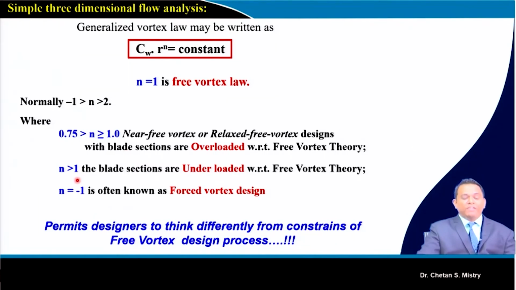Now if n is greater than 1, we will have an underloaded kind of configuration, and if we take n equal to -1, we call that a forced vortex design. Okay, so it is the designer's choice what kind of vortex distribution he or she will select at the entry of the rotor and at the exit of the rotor.